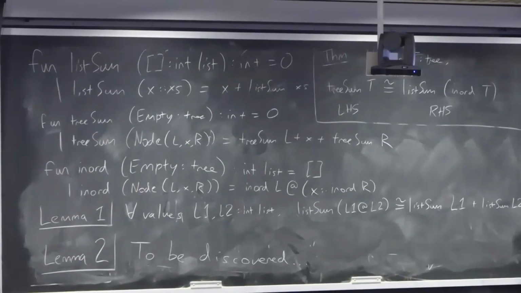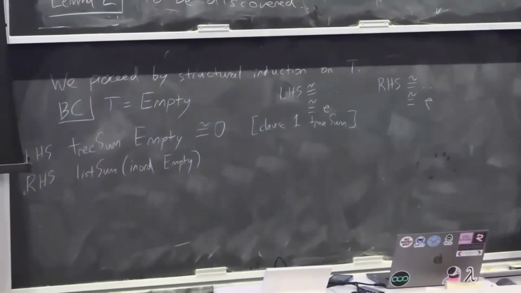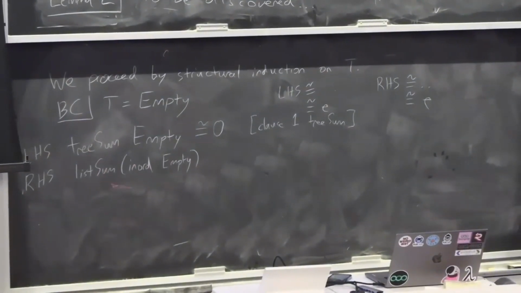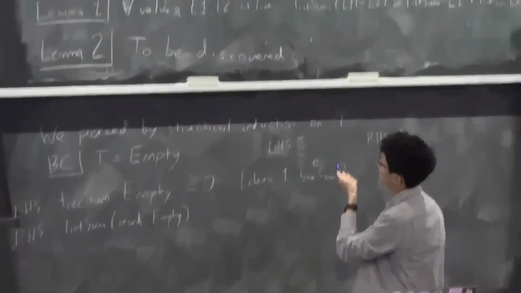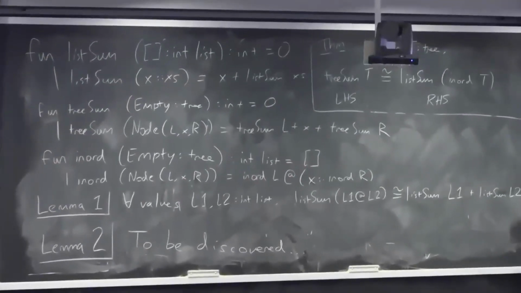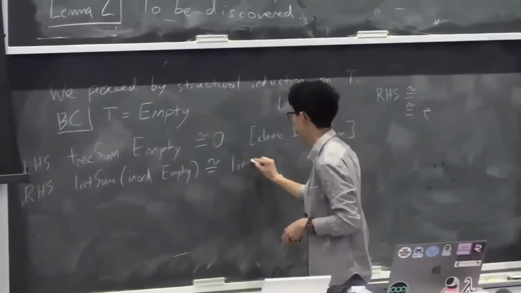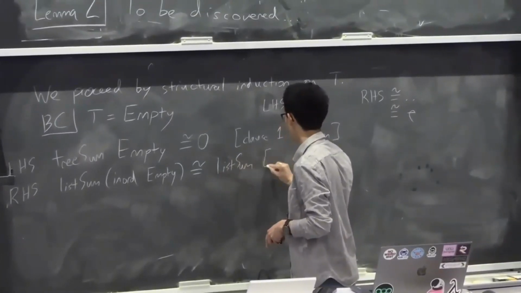I have to do eager evaluation. I have to swap it for something by SML's evaluation rules, because I want to use the definition of list sum, but I can't yet. So I'm trying to get at that by using inord. What does the definition of inord say? Well, I have an equation that says inord of empty is nil. So let's use that. So this is equivalent to list sum of nil.